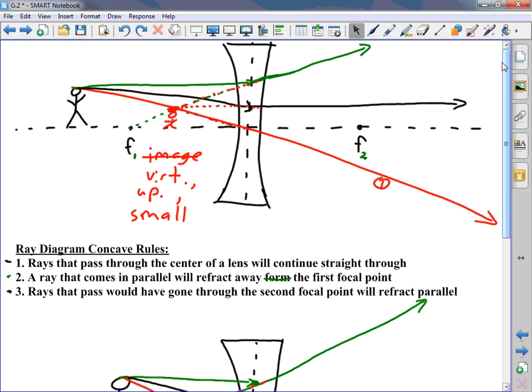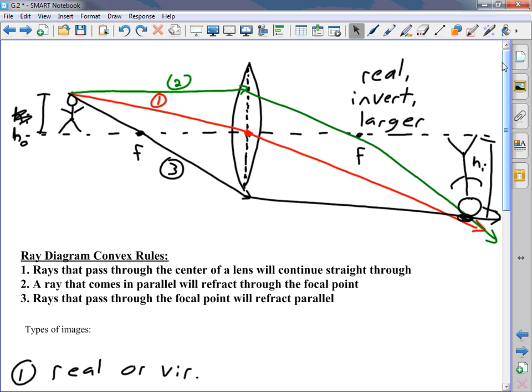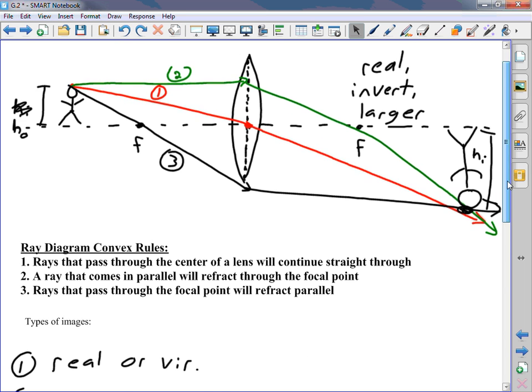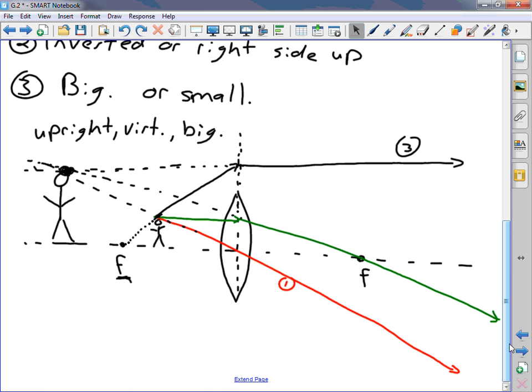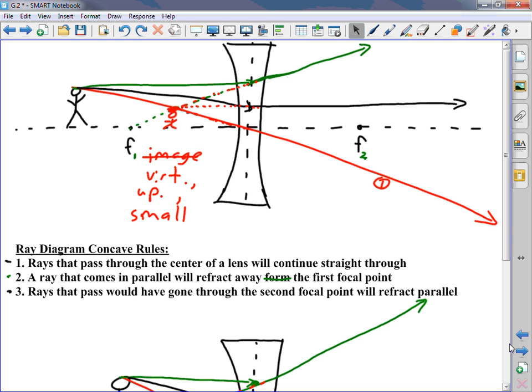It's always going to be upright. It will always be smaller. Whenever light rays diverge, expect the image to be virtual. And with concave lenses, they will always diverge no matter where you're at. With convex lenses, there's only one case where the light rays diverge, whenever you're inside the focal point. Another difference between them: convex makes objects bigger. Concave makes objects smaller.